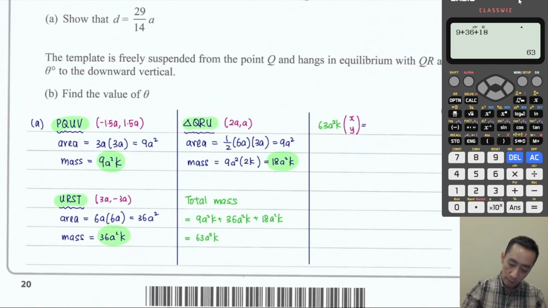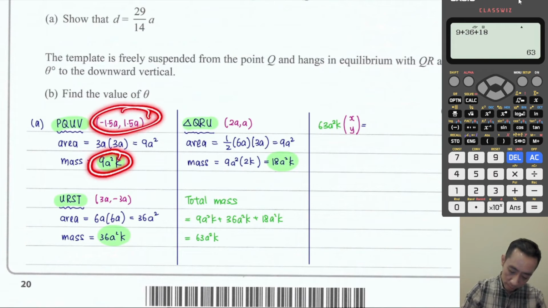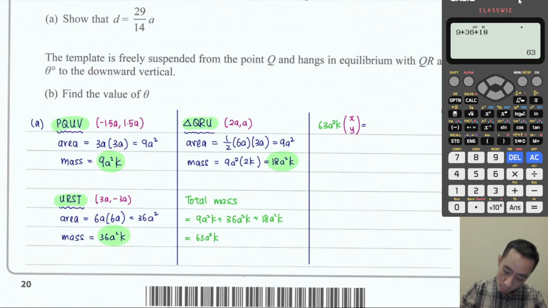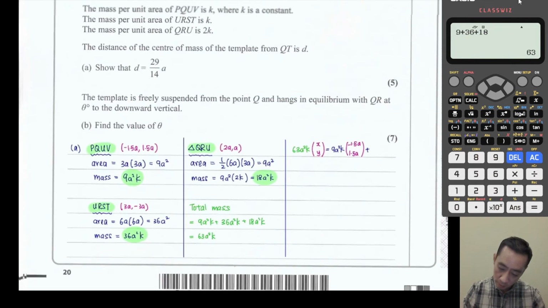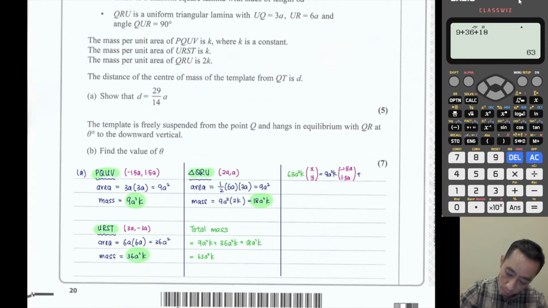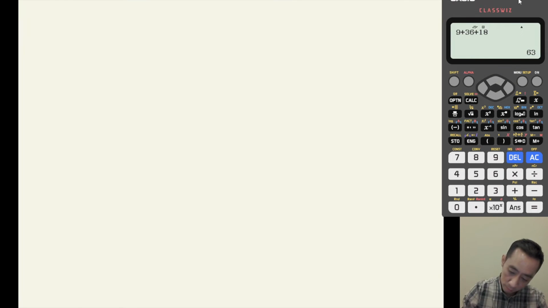So what we need to do here is take the mass and multiply by the coordinates, in vector form. So for this one, it is 9a squared k times negative 1.5a, 1.5a, and then plus. The space is a bit too small here, so let's add another picture.